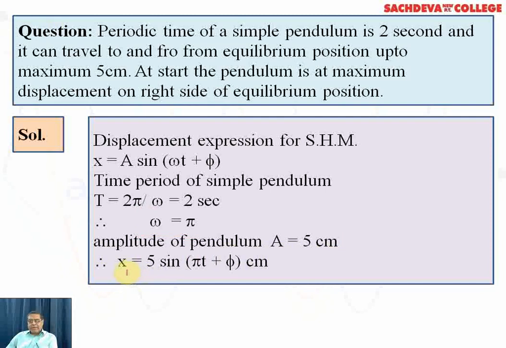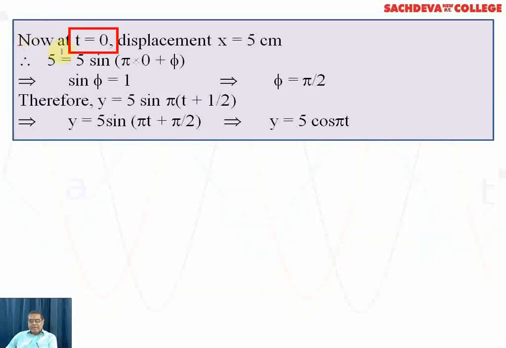So we again write the equation of S.H.M. That is, equation of S.H.M is 5 sine pi t plus phi. So why have we written phi there? Because 5 is the amplitude and the coefficient of the sine function is the amplitude. So instead of a sine omega t plus phi, the equation will become x is equal to 5 sine omega t plus phi. Now at t is equal to 0, it means that motion has not yet started. Displacement is given at t is equal to 0, and that displacement is 5 centimeters.